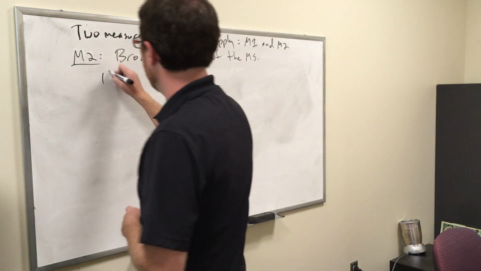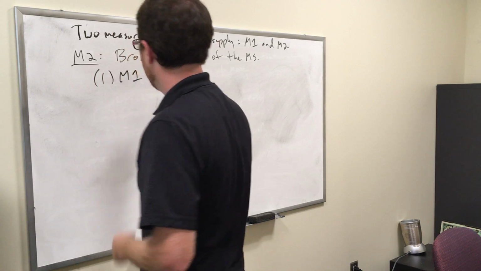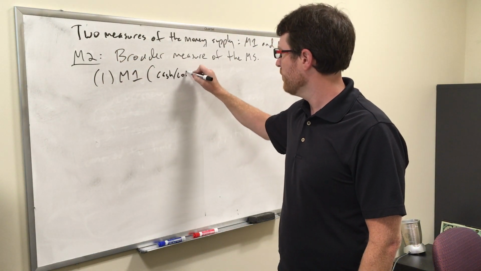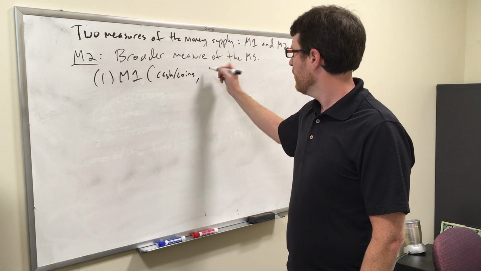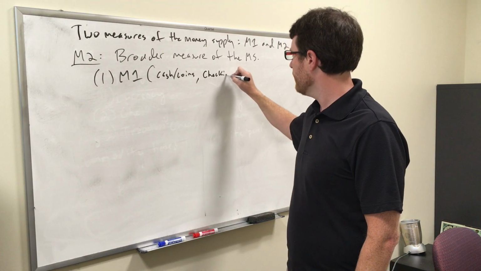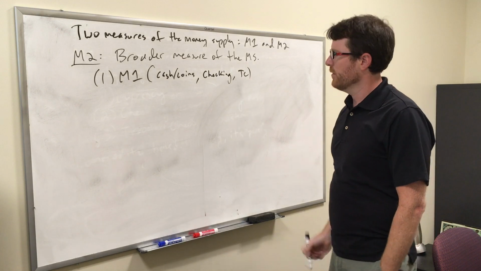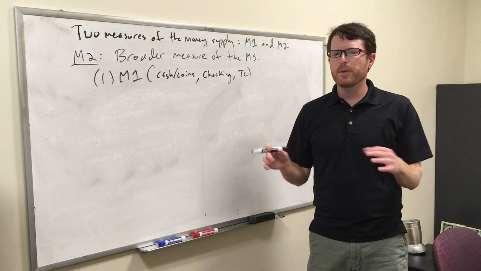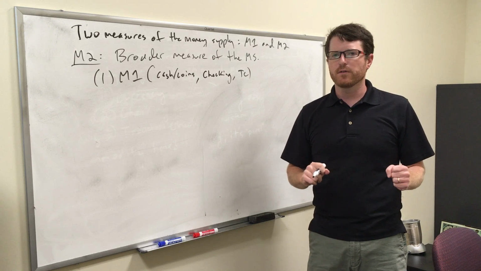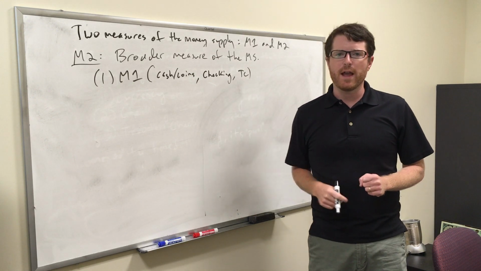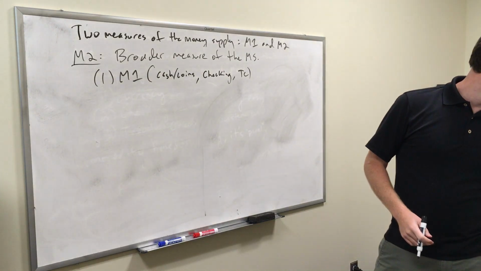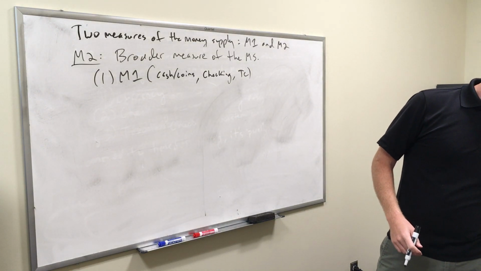So it includes the following. One is M1. Cash and coins, all right, currency, checking accounts, and traveler's checks. That's the first thing that's in M2 because M2 is basically saying, let's be a little more lax with our definition. Let's include all of this, but let's add some stuff to it. Okay? So it's got everything in M1. It's also got savings accounts.